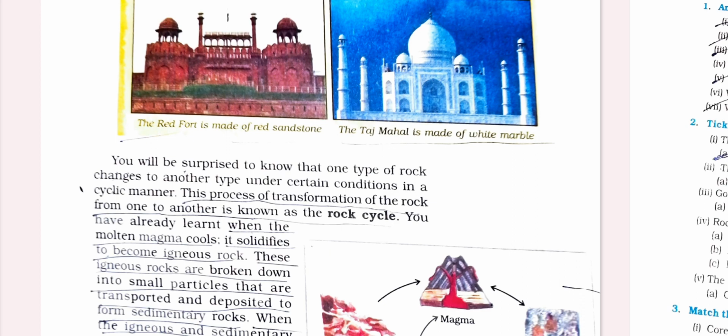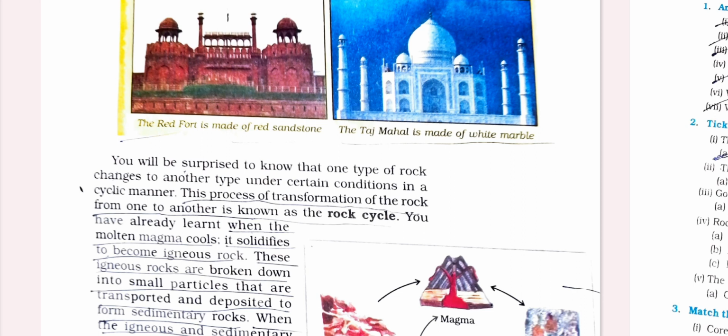The rock can be converted into another form under certain cyclic conditions. The process of transformation of rock from one form to another, when one rock changes to another rock form, is called the rock cycle.